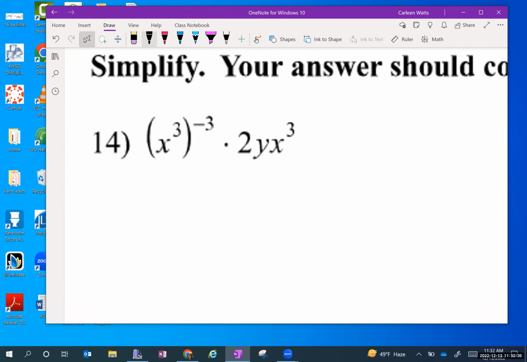Okay, step 1, I'm going to multiply these parentheses.